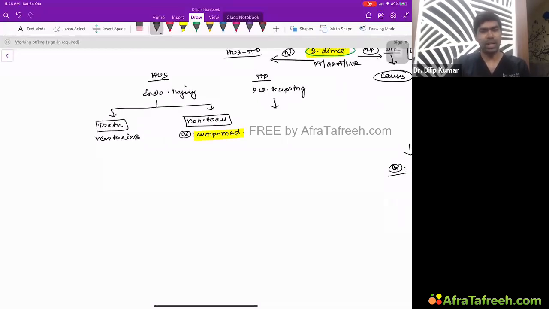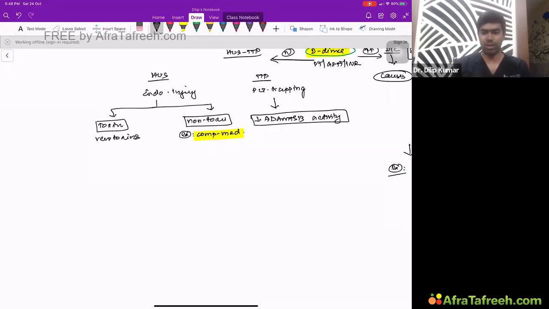As far as TTP is concerned, platelet trapping is typically due to reduced ADAMTS13 activity. We know ADAMTS13 is the one that cleaves the multimers of von Willebrand factor into small fragments, monomers of von Willebrand factor. But if there is low ADAMTS13 activity, there will be persistence of these multimeric von Willebrand factors, which is the reason. The verotoxins, we call them Shiga-like toxins.